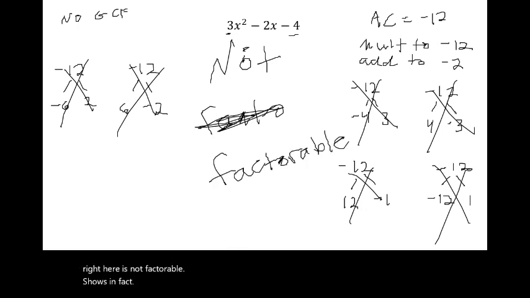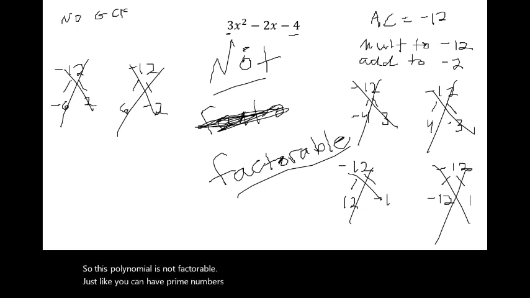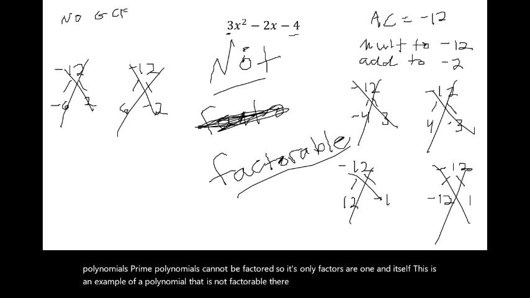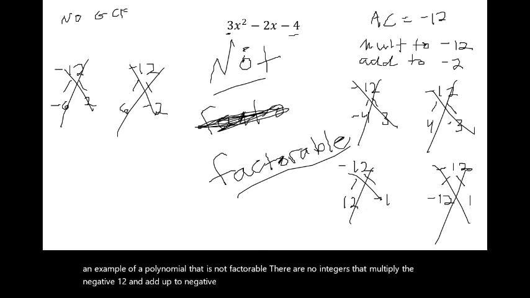So this polynomial is not factorable. Just like you can have prime numbers whose only factors are 1 and itself, you can have prime polynomials. Prime polynomials cannot be factored, so its only factors are 1 and itself. This is an example of a polynomial that is not factorable. There are no integers that multiply to -12 and add up to -2. So in this case, a not factorable polynomial is called a prime polynomial.